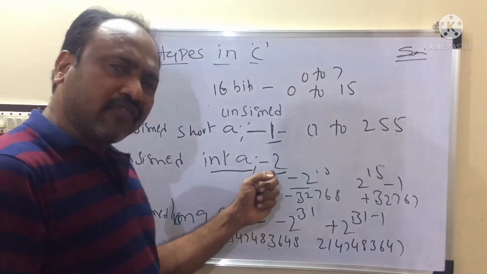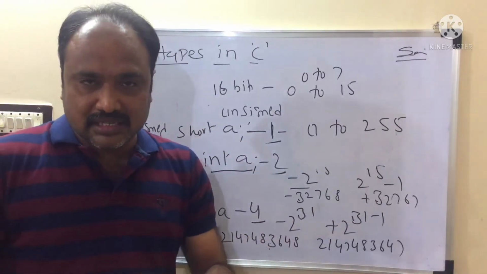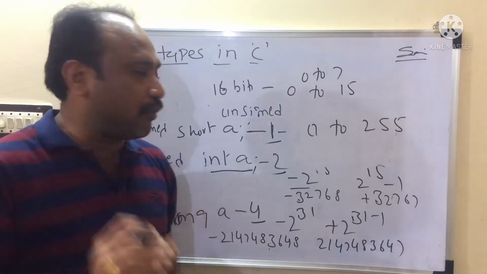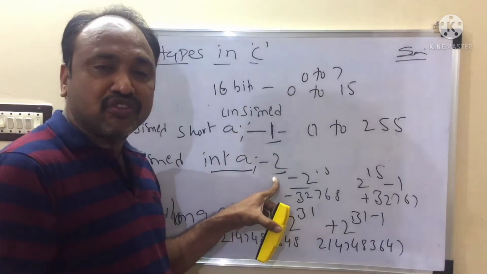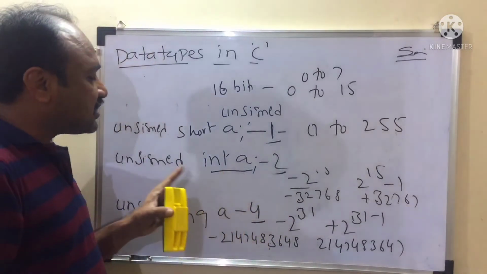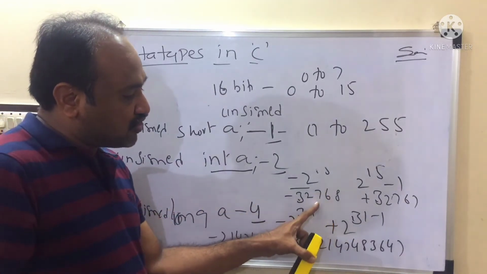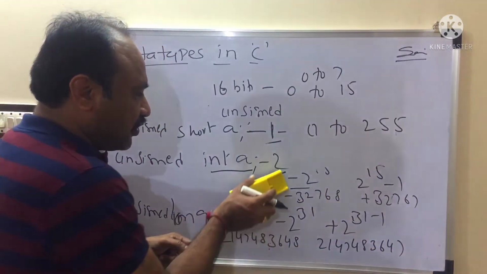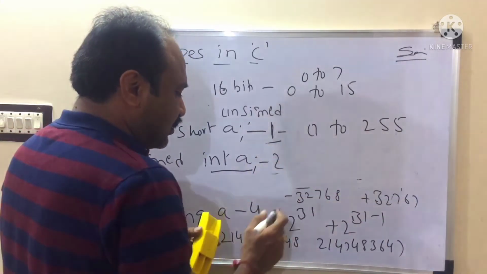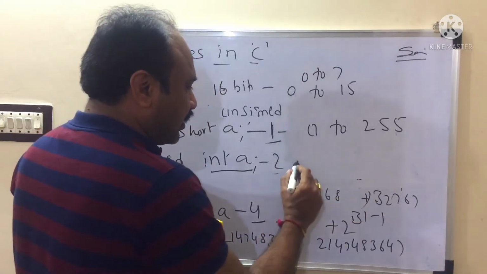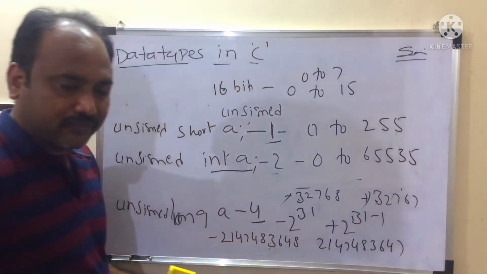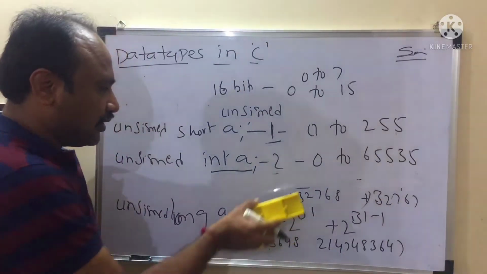Unsigned integer requires 2 bytes to store, because to store the data it requires some amount of memory. What is the memory occupied? 2 bytes. 2 bytes means how many bits? 16 bits. It will accept only positive values. What is the signed integer range? Minus 32,768 to plus 32,767. Add these two numbers by forgetting signs, and you will get 0 to 65,535.